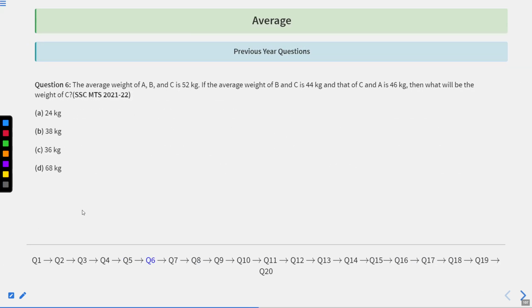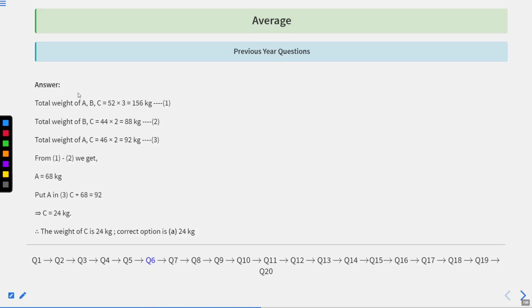Let us move ahead with problem number 6. The average weight of A, B, and C is 52 kg. So there are three people, A, B, C, whose average weight is 52 kg. And if the average weight of B and C is 44 kg, and that of C and A is 46 kg, what will be the weight of C? So the average weight of ABC is given, and BC is given, and CA is also given. So we want to find the weight of C.